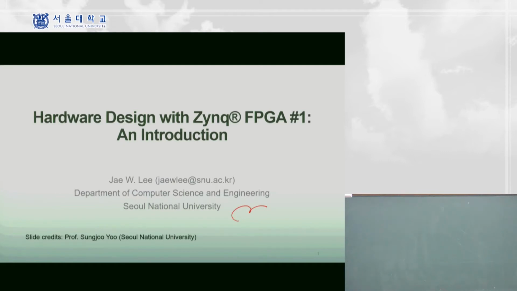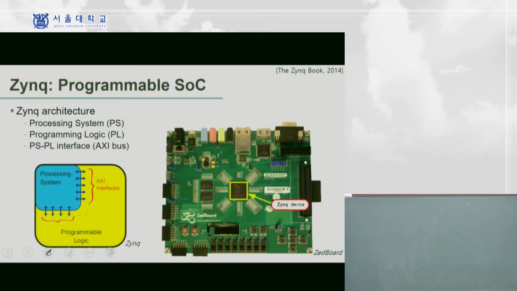Last time, if you remember, I introduced the Zynq device, what it is and what it has. I showed you this device, which you have already used for your lab, right? So you now know what Zynq is. It actually has 3 different pieces in it: processing system, programmable logic, and the PS-PL interface.